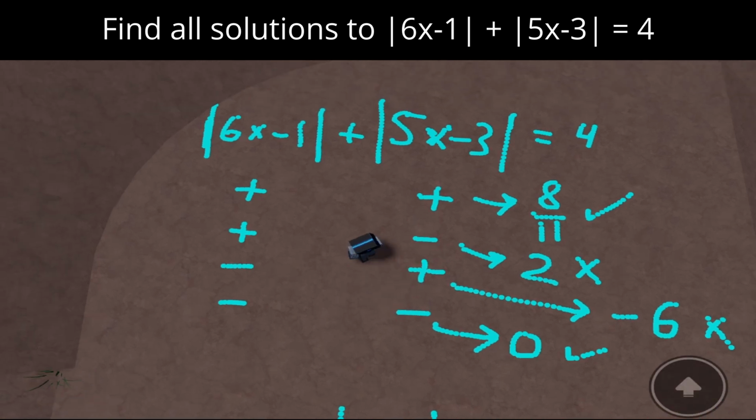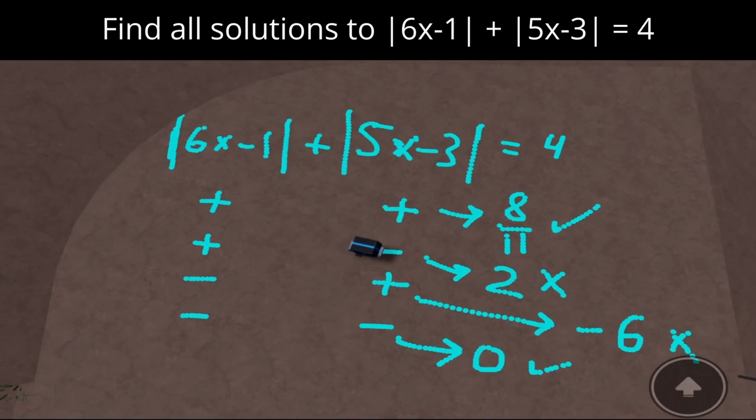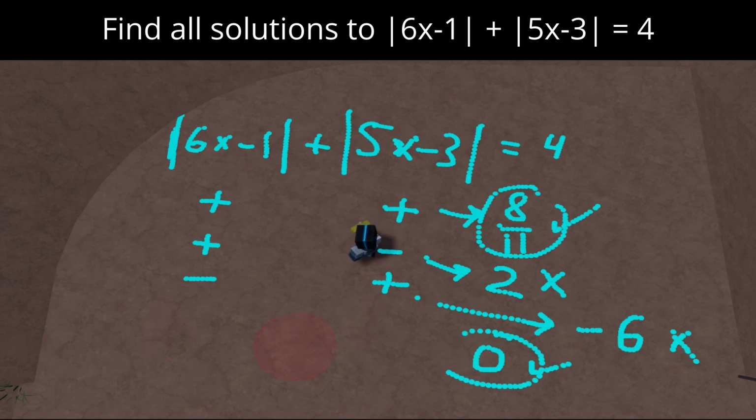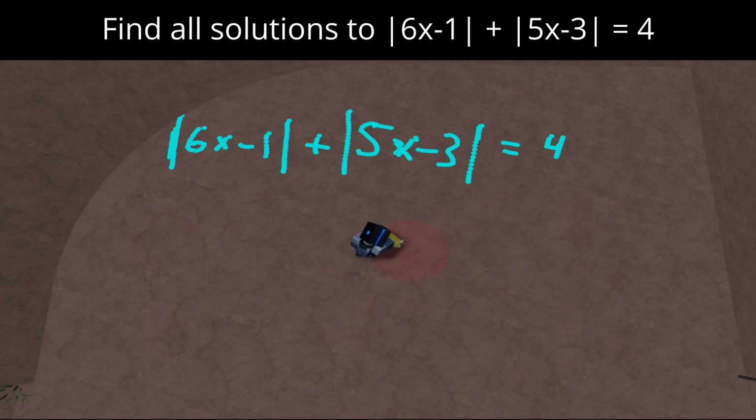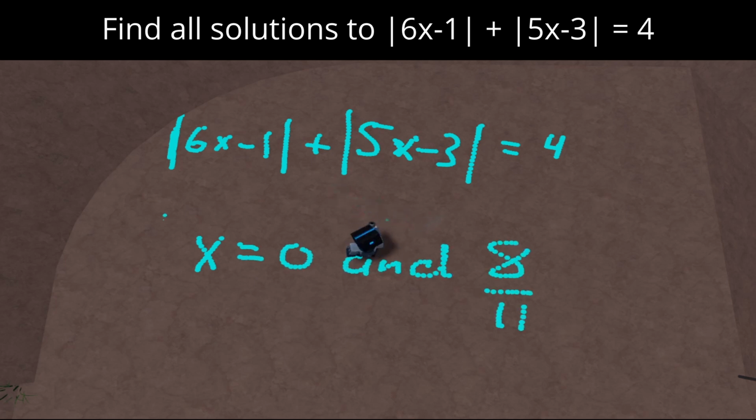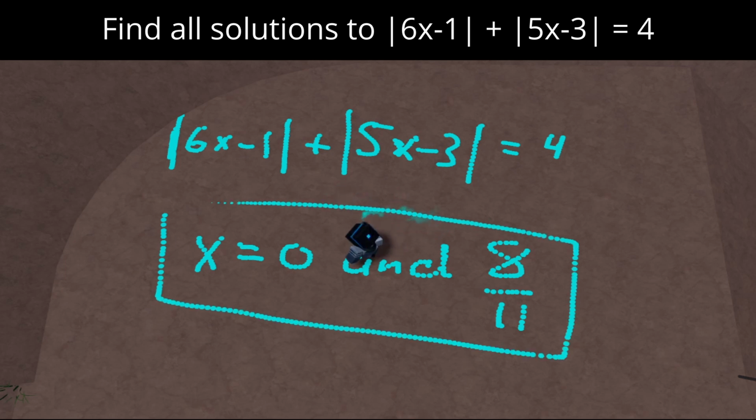So in other words, we had 4 solutions, we checked all those off, and the only ones that remained are 8 elevenths and x equals 0. So let me just erase all this work and then write down our final answer. So our final answer is x is equal to 0 and is equal to 8 over 11. That was a ton of work.